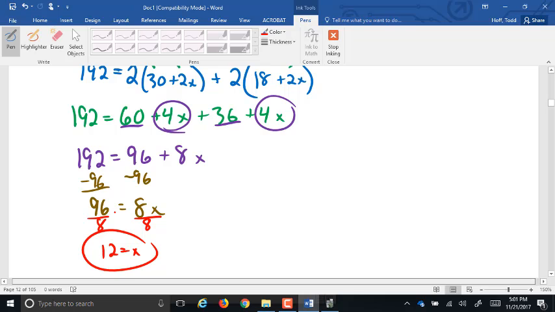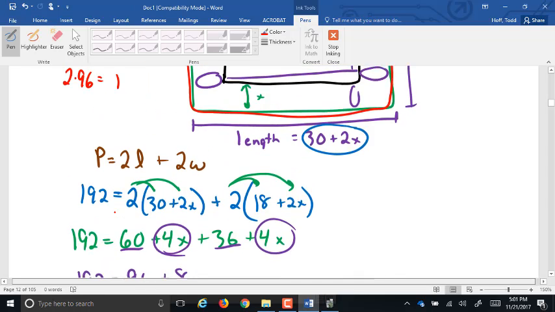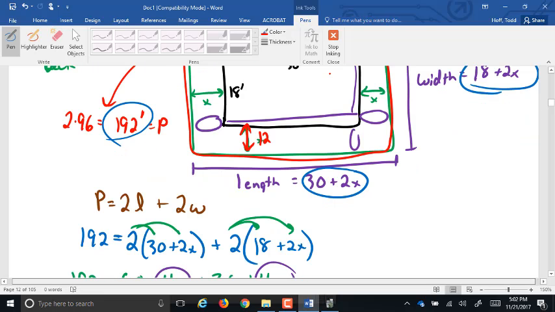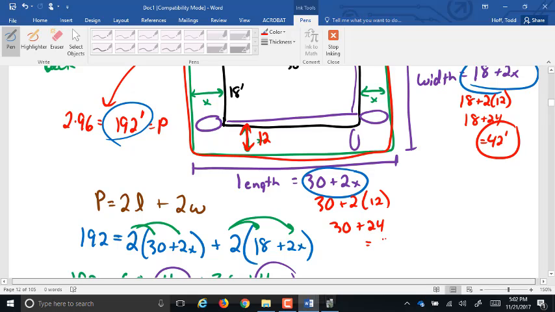Now, we can't just stop there. We have to go back and answer the question. 12 equals x. That means this is 12 feet. This is also 12 feet, right? The width is 18 plus 2 times 12, or 18 plus 24, which is 42 feet. The length is 30 plus 2 times 12, or 30 plus 24, which is 54 feet. So the new dimensions are 54 by 42.